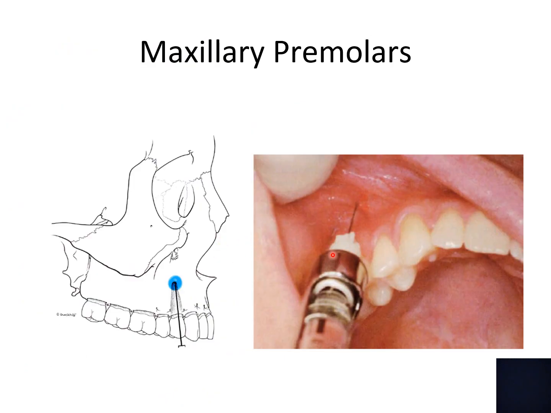The technique for buccal infiltration in the premolar region of the maxilla is very similar. So you inject close to the root apex of the premolar you're working on, and in order to do that, you would place your syringe parallel to the long axis of the tooth and inject close to the root apex of the tooth. And again, you only need to inject roughly 0.5 mL for buccal infiltrations in the maxilla.